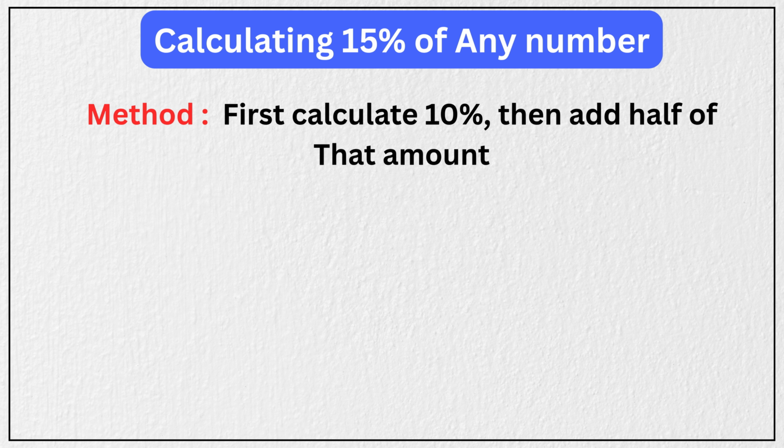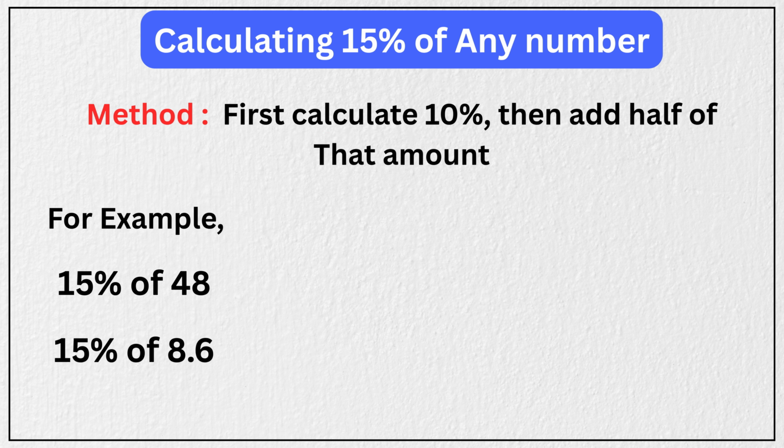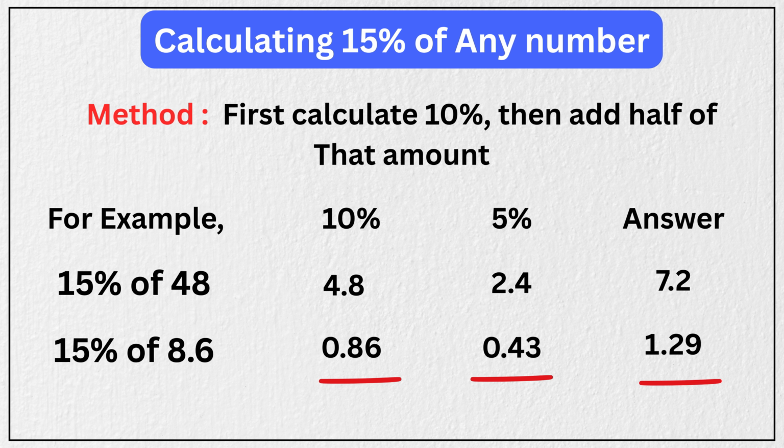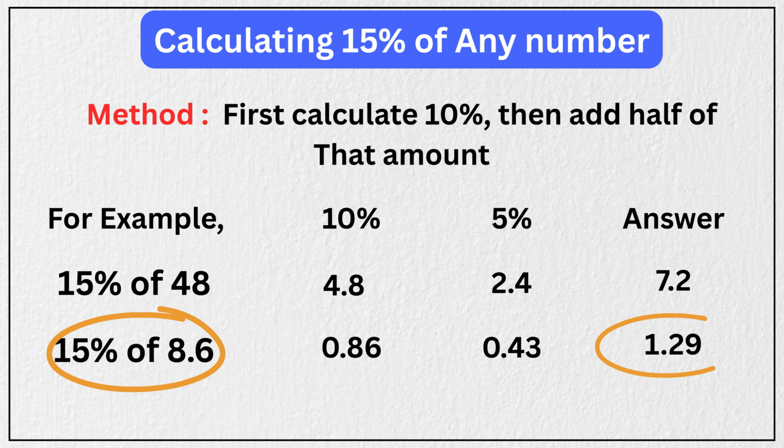To find 15%, first we will calculate 10%, then add half of that amount. For example, 10% of 48 is 4.8 and half of 4.8 is 2.4. Add them. 4.8 plus 2.4 equals 7.2. So 15% of 48 is 7.2. 10% of 8.6 is 0.86. Half of 0.86 is 0.43. Add them. 0.86 plus 0.43 equals 1.29. So 15% of 8.6 is 1.29.